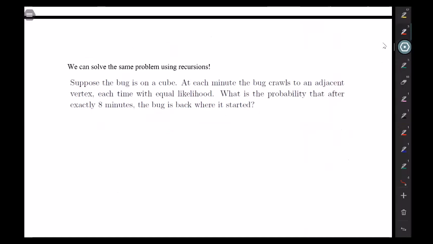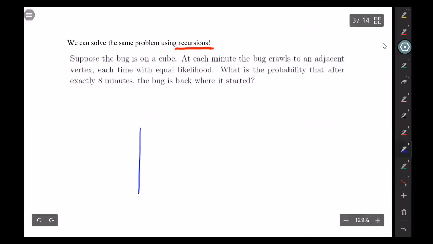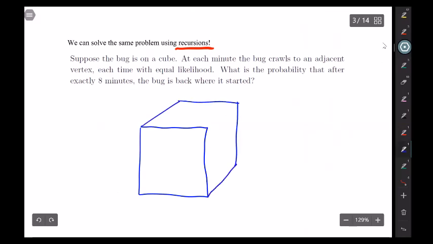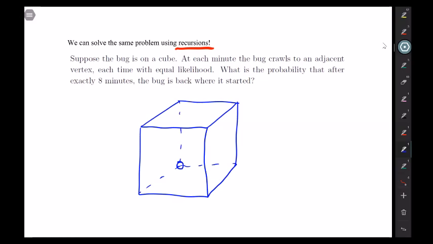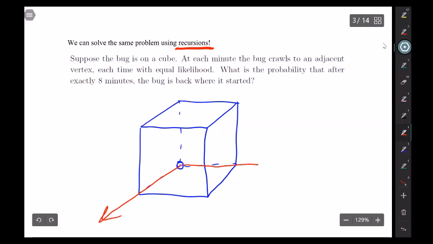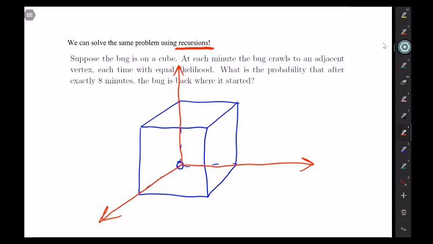You guys suggested we could have solved this problem using recursion. Let's use recursion to solve the same problem. Okay, let me quickly draw the square again. It turns out recursion is pretty cool. So we start at that corner, and the question is asking to go back to that corner. Let me draw the coordinates. The bug crawls along the edges as usual. So from 0, 0, 0, you can go to any of the neighboring 3 vertices and so on.